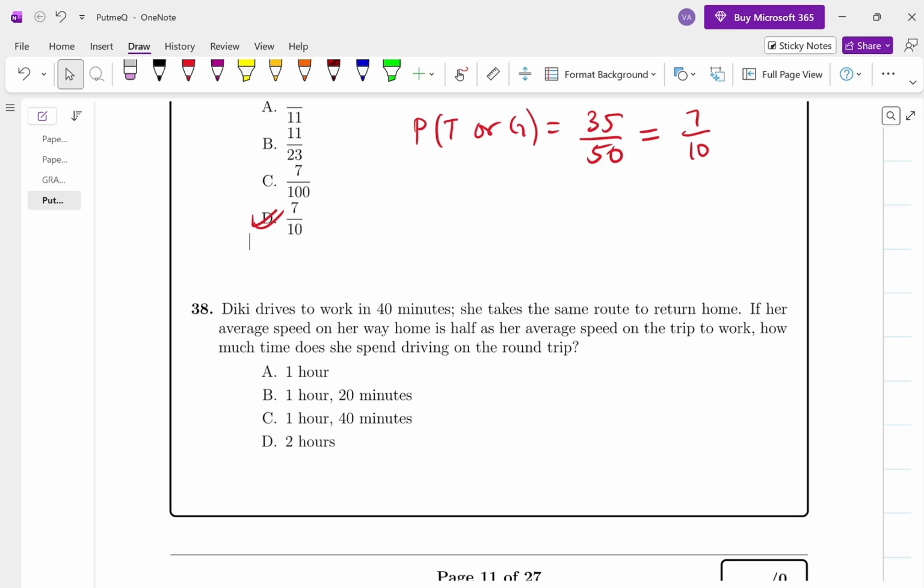So here's the thing. The time it took me to drive to work, let me use me for example, is 40 minutes. Now when returning back home, I am driving at half of my speed. Now what happens? If you don't drive faster, you get home slower, right?